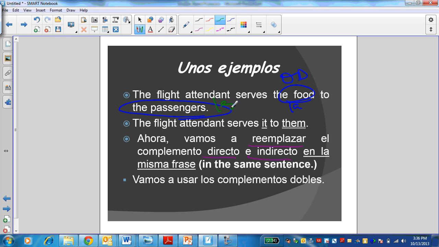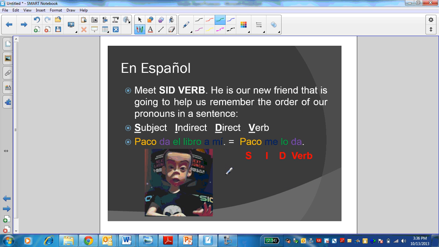Ahora vamos a usar los dos pronombres en la misma frase. Okay, so hoy vamos a usar los complementos dobles. Okay, so we're replacing both pronouns today. So how is this going to work? Ahora voy a presentarles a una persona nueva.